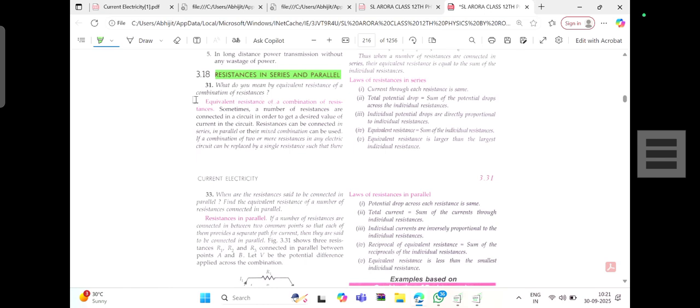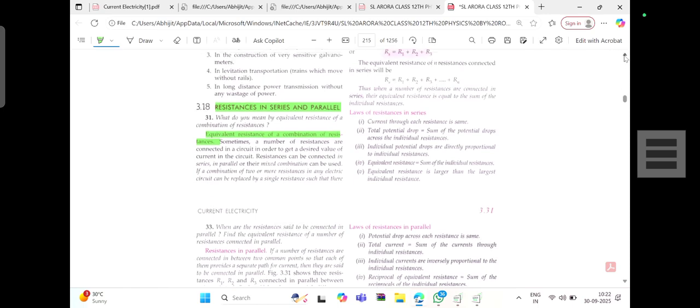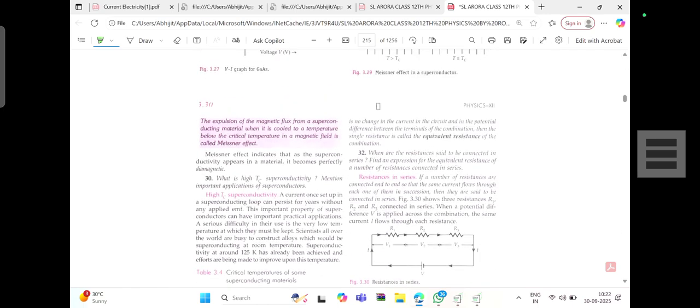So equivalent resistance is clearly written here. What is equivalent resistance? Sometimes a number of resistors are connected in a circuit in order to get a desired value of current in the circuit. Resistances can be connected in series, in parallel, or a mixed combination can be used. If a combination of two or more resistors in any electric circuit can be replaced by a single resistance such that there is no change in the current in the circuit and in the potential difference between the terminals of the combination, then the single resistance is called the equivalent resistance of the combination.